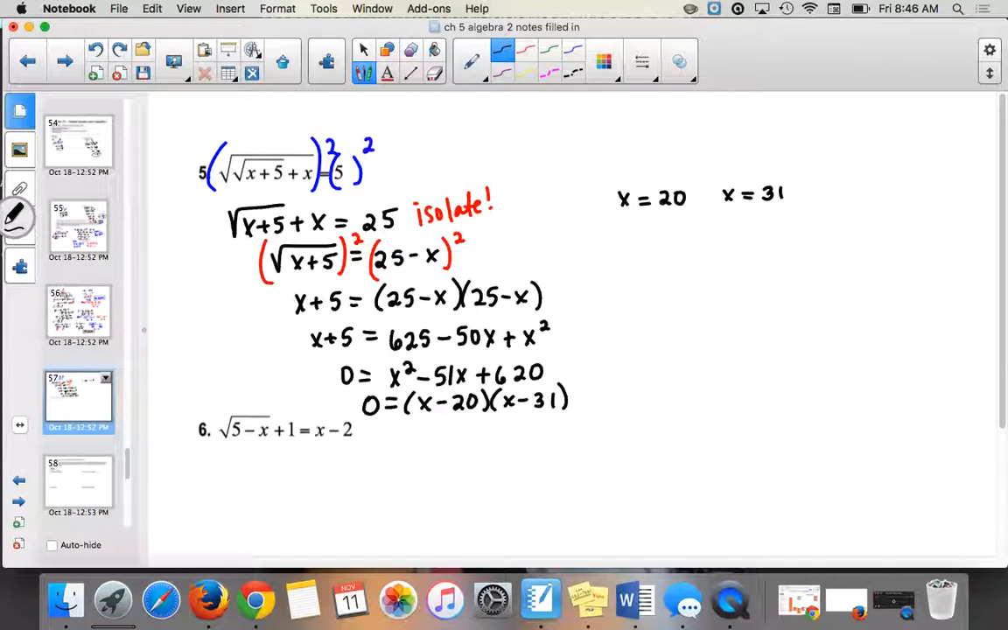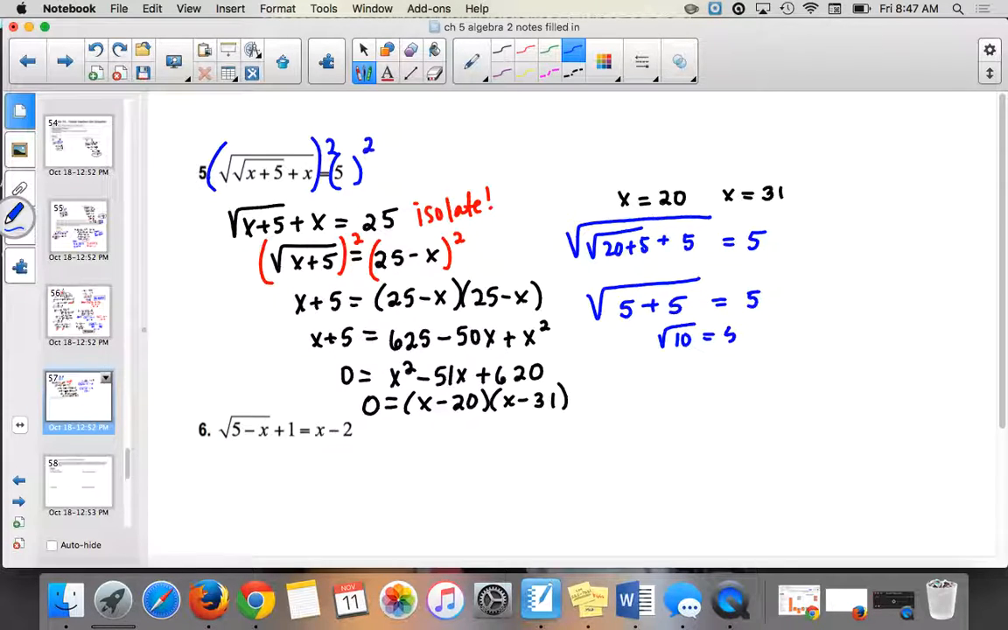And then we check. So when we check, I have the square root of the square root of 20 plus 5 plus 5. I want to see if it's equal to 5. So working from the inside out, I have the square root of 20 plus 5 is 25. The square root of 25 is 5. 5 plus 5, when I take the square root, do I get 5? No. Square root of 10 is not equal to 5, right? Did I do that right? I feel like I did something wrong there.